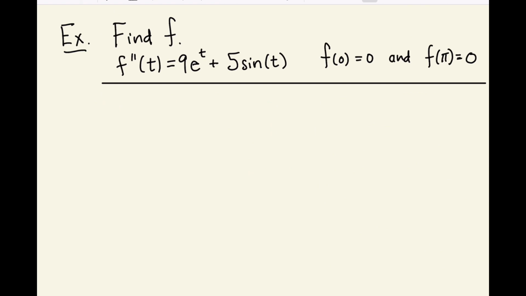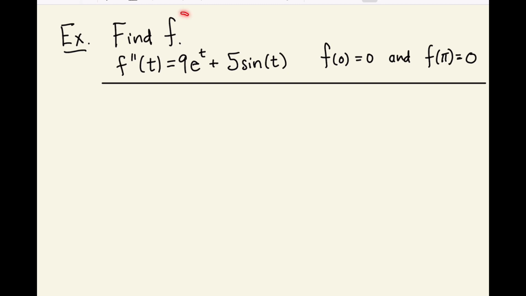So this example is from the homework, and we're being asked to find f once again, and we're given the second derivative, and we're also told that f of 0 is equal to 0 and f of pi is equal to 0. So unlike the last example, both of these are f of 0 and f of pi. We're not given any information about f prime. That's okay, we can still figure it out.